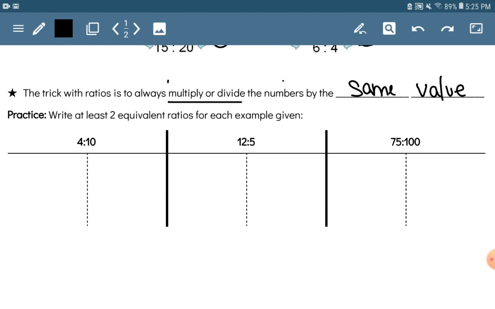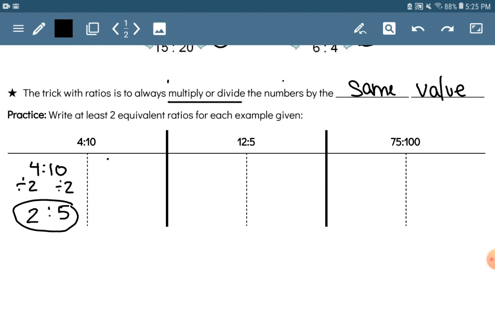So starting with 4 to 10. First, I'm always going to check to see if they have any common factors or the same thing we can divide them by. I noticed right away that both 4 and 10 are even numbers, and all even numbers are divisible by 2. So to generate an equivalent ratio here, I can divide both of these numbers by 2. 4 divided by 2 is 2. 10 divided by 2 is 5. And since I divided them both by the same number, 2 to 5 is an equivalent ratio.